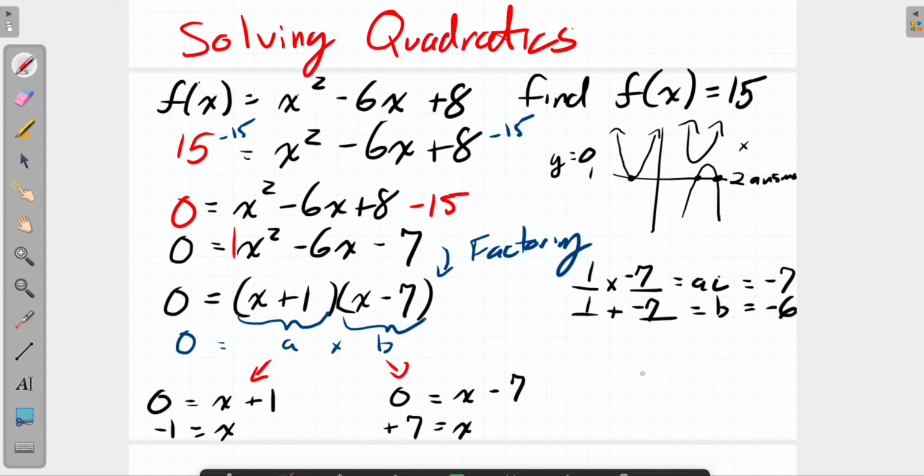And what that means is we have some quadratic, and because the a value is positive, we know it opens up, where there's an x-intercept at -1 and another x-intercept at +7. So it does something like this graphically, okay? But more importantly, these two are our values of x that turn this equation into equaling 15. So let's test them out on the next page.